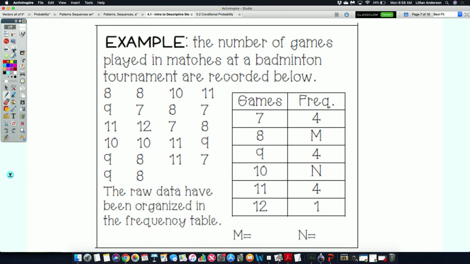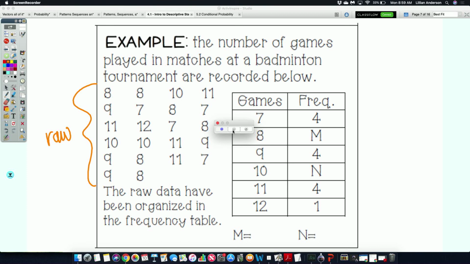Right? Let's take a look here. I want you guys to do this one on your own. It says the number of games played in matches at a badminton tournament are recorded below. So this here is your raw data. There is the frequency table that represents the number of games that were played and their respective frequencies. I want you to find the value of M and N.